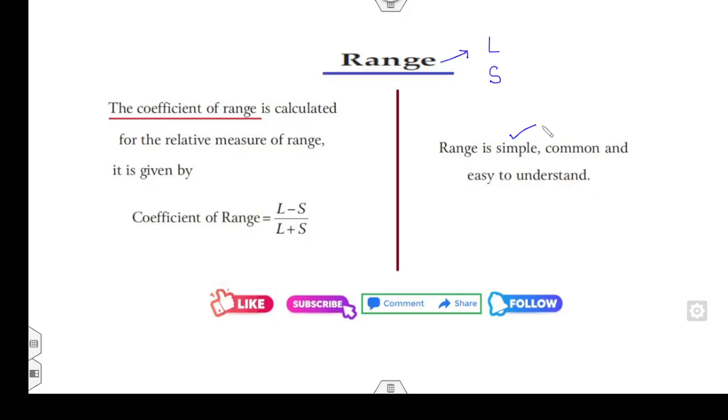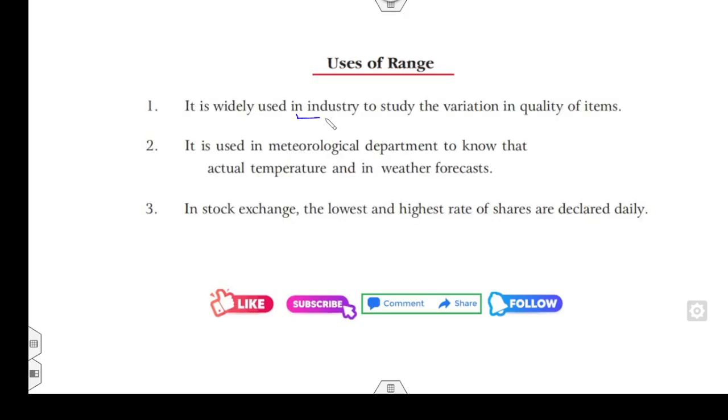So that's why the range is one of the simplest, most common and easy to understand measures of dispersion. What are the uses of the range? It is widely used in industry to study the variation in the quality of items. It is used in the meteorological department to know the actual temperature and the weather forecast. And in the stock market, we can always say what is the lowest and the highest hit of a particular share in a day or in the last 52 weeks.